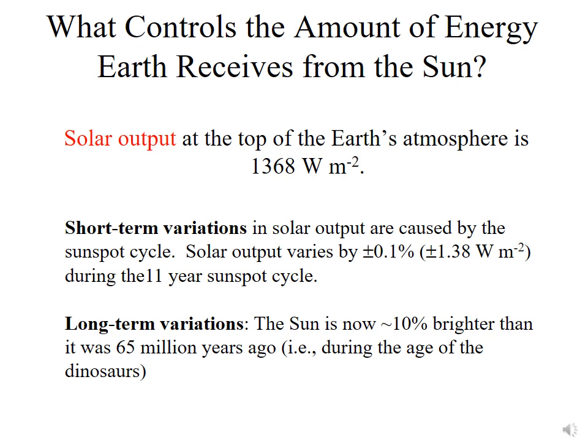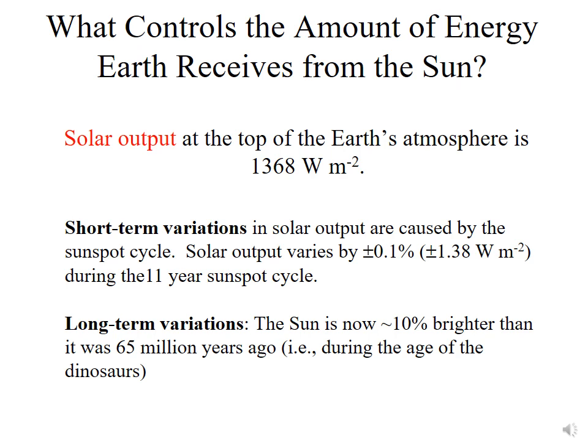So we've been treating the solar output at the top of the Earth's atmosphere as 1,368 watts per meter squared, and we've been treating that as a constant. Well, we know from sunlight observations that the sunspot cycle alters the amount of solar output by about plus or minus 0.1%, which is basically plus or minus 1.37-ish watts per meter squared during that sunspot cycle.